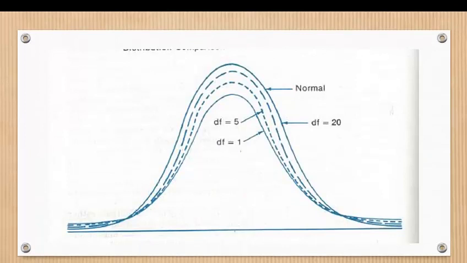So let me give you an example of this. Notice this curve here. Notice if we have 1 degree of freedom, well, let's start with our normal curve at the top.